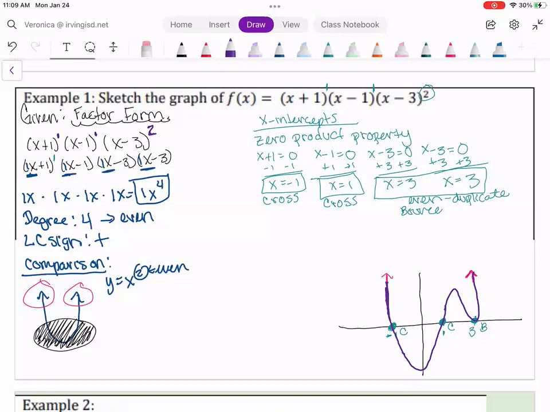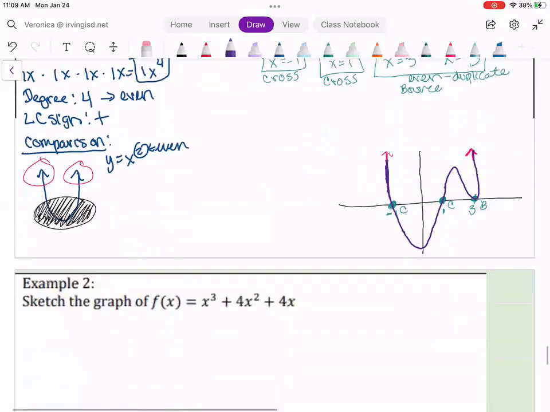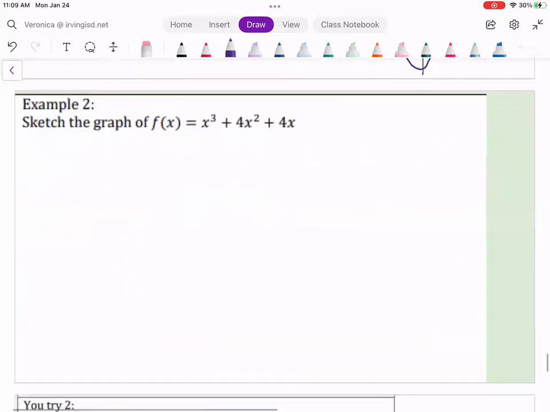Okay, next one. Example 2. Sketch the graph of f of x equals x cubed plus 4x squared plus 4x. So the first thing we're going to write is we're going to identify what form it is, and the form of this one is standard form.